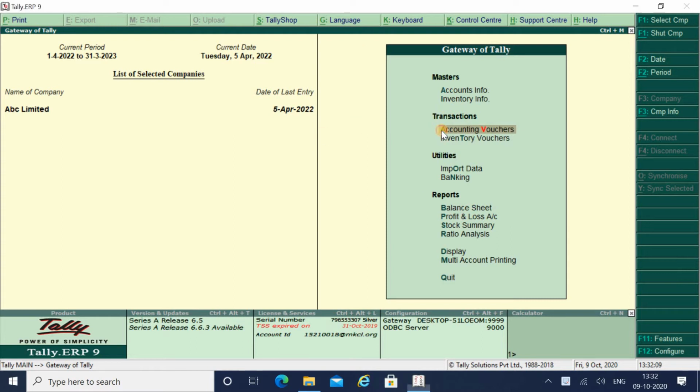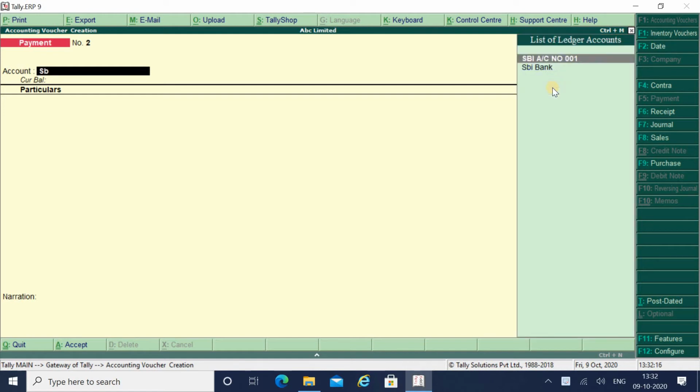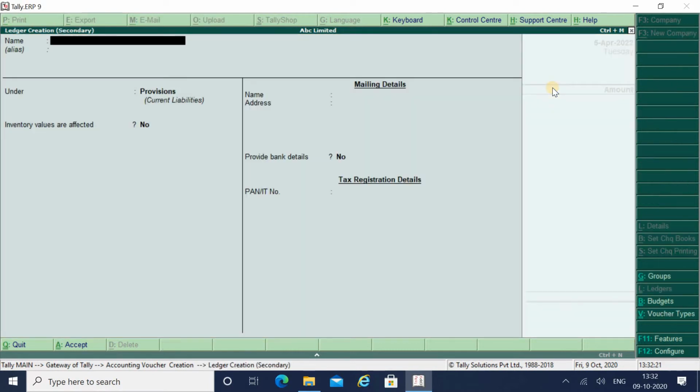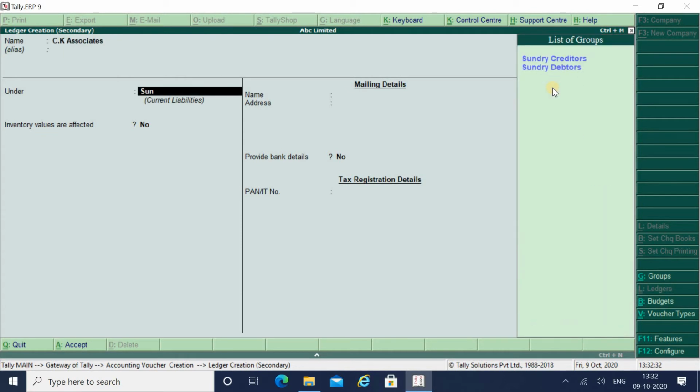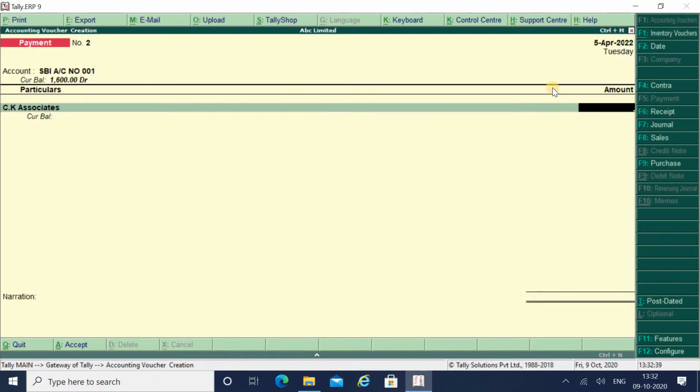Now first of all go to accounting voucher. Suppose for example on 5th April I made a payment from SBI bank to my architect. The name of my architect firm, let's take as an example, is CK Associates. I will group him under sundry creditors and accept the ledger. We are supposed to make a payment of 50,000 to our architect.